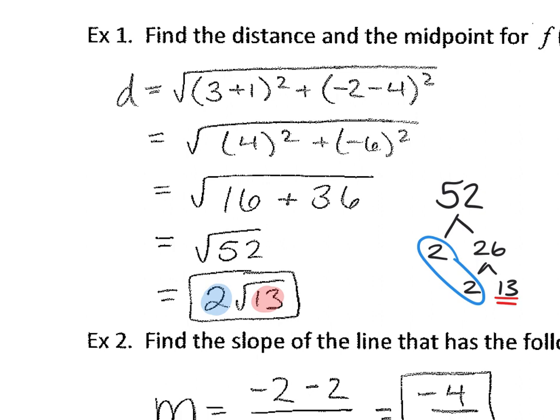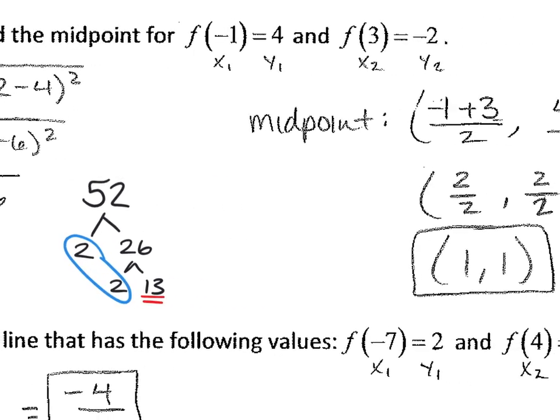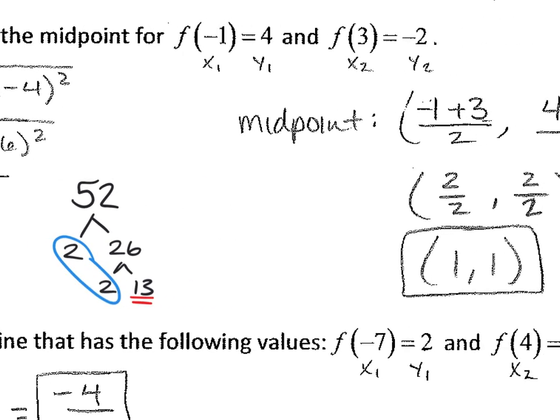Does that ring a bell now? If this was not a square root, if it was a cube root, I wouldn't circle pairs of numbers. What would I look for? Threes, trios of numbers. Okay, cool. That's using the distance formula and then midpoint. Again, not really all that worried about that. You can read a formula, plug some stuff in.